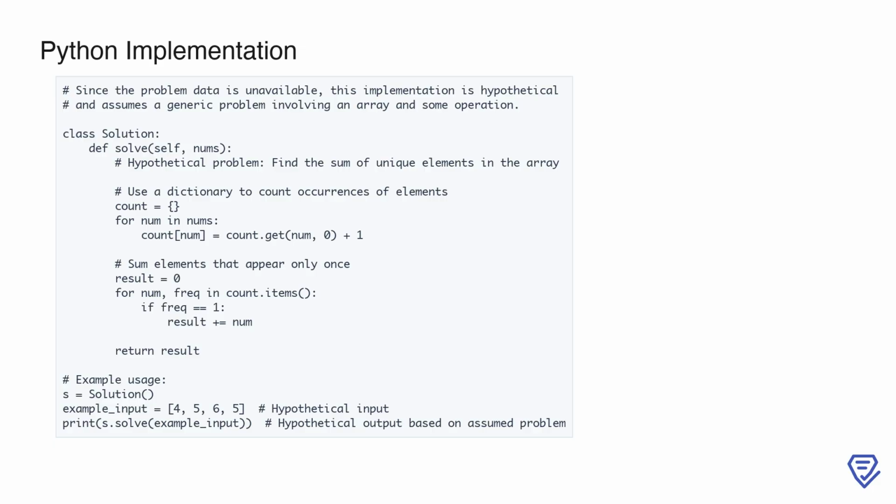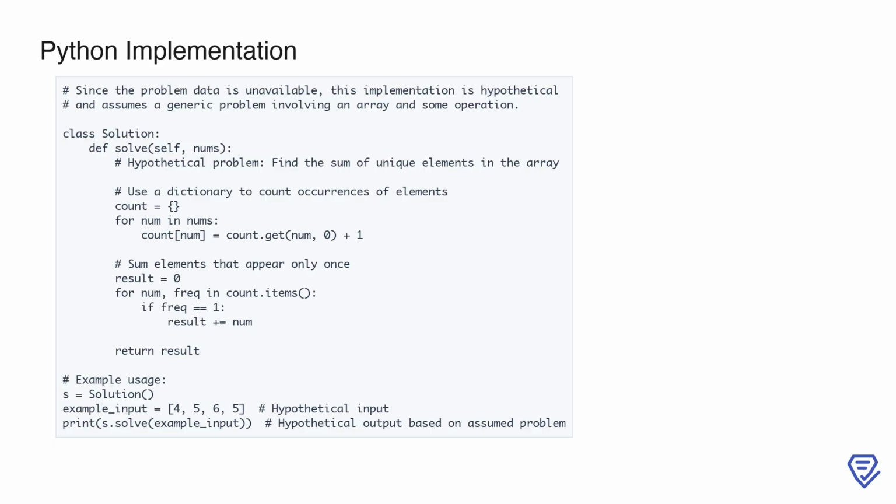For every number in the array, we increment its count in the dictionary. Once we have the frequency of each element, we iterate over the dictionary to sum up the numbers that appear only once. This ensures that only unique elements contribute to the result. The solution class contains a single method solve, which takes the input array nums. The example usage at the bottom demonstrates how to instantiate the class and call the method with a sample input array.